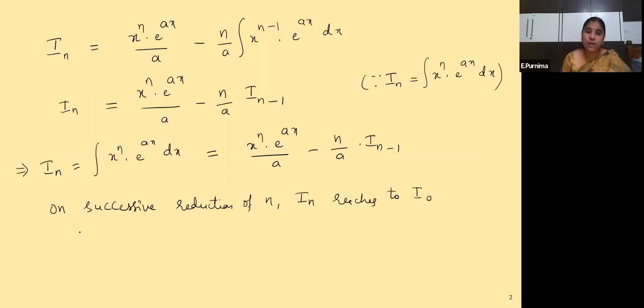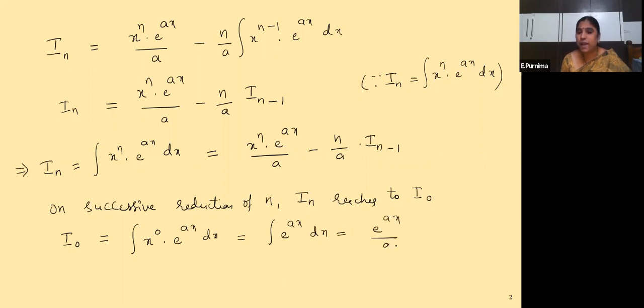Okay. So then what will be the I0 value, children? If you reach I0, then what will be the I0 value? Just compare this with n. In is equal to, in place of n we have 0. That means x to the power of 0, I'm just substituting here for your understanding. x to the power of 0 into e to the power of ax dx. x to the power of 0 means 1 only, no? So 1 into e power ax is nothing but e power ax dx, which is equal to e to the power of ax by a plus c. Is it clear, children?